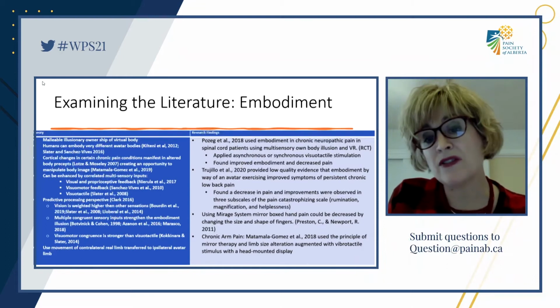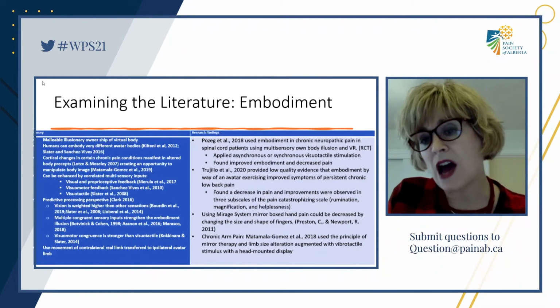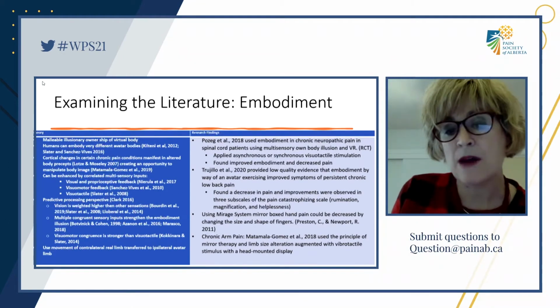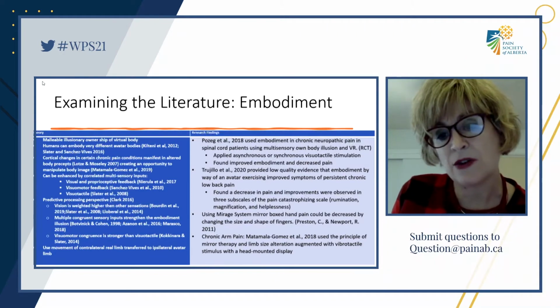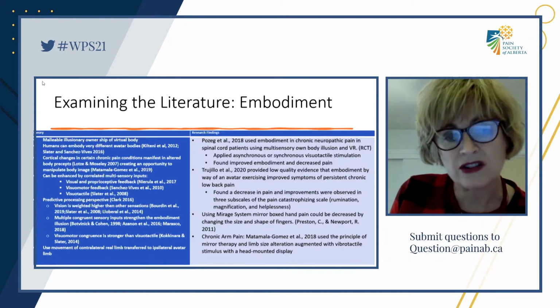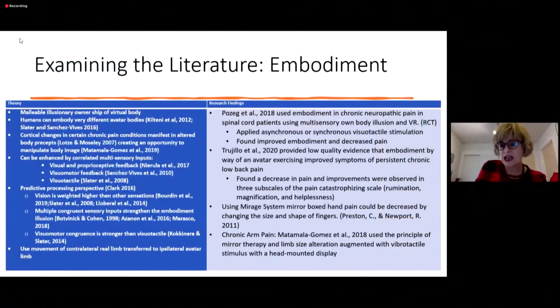We can use a mirror system, a Mirage box, to decrease pain by changing the size and shape of fingers in patients with rheumatological conditions. And in chronic arm pain, which involves some CRPS patients and some patients that did not have CRPS, altering the limb size and augmenting it with vibrotactile stimuli with a head-mounted display improves signs and symptoms.